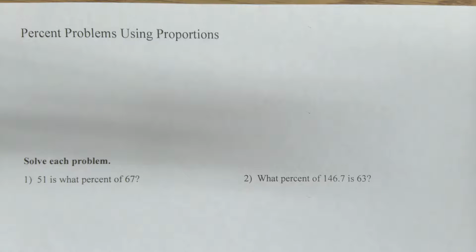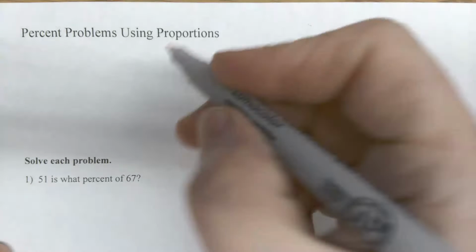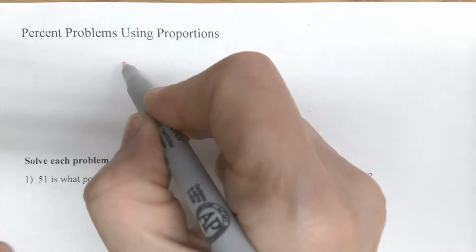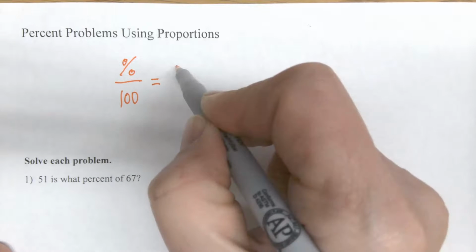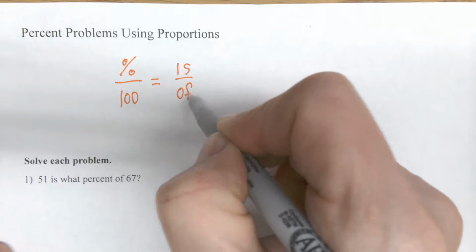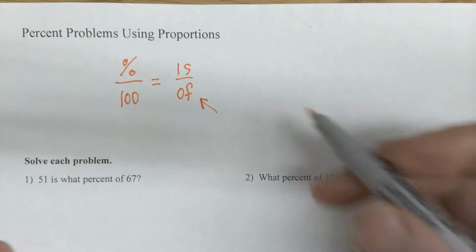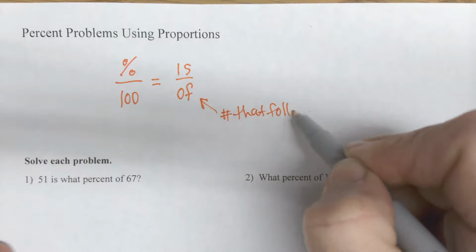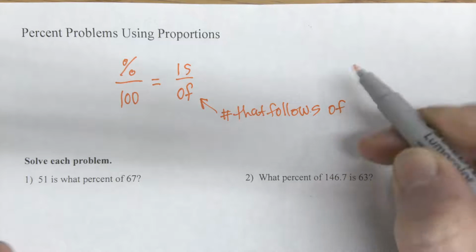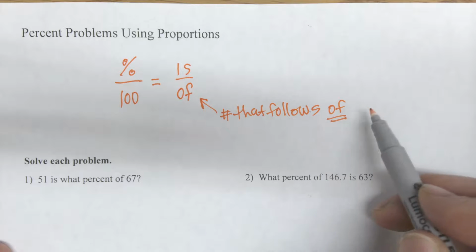Today we're going to be using proportions, but specifically to solve percent problems. And again, this might be a little bit of a review for you. You might remember the setup where the percent always goes over 100, and then you set it equal to is over of. And this is the really important thing to remember: the number that follows the word of, whatever of what, always goes on the bottom.